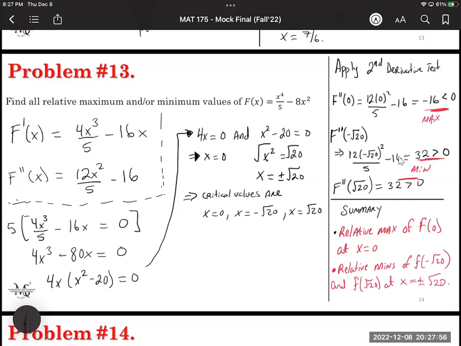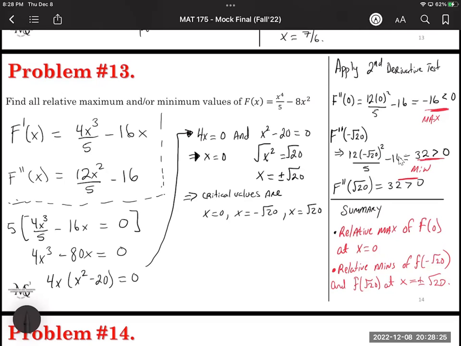Right? I don't think your instructor is going to ask you to really find what f of 0, f of negative square root of 20, or f of square root of 20 are going to be. They're more interested in where the relative max and min values are located. Relative max is the same as local max and min, but absolute is different.